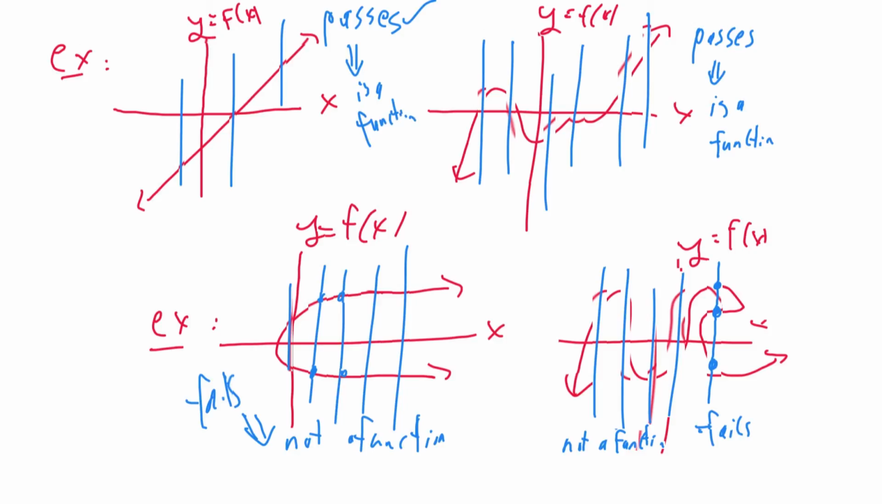So this test is fairly straightforward. All you have to do is draw the vertical lines on your plot, but it's a very fast and efficient way to compute whether or not your graph is a graph of a function.